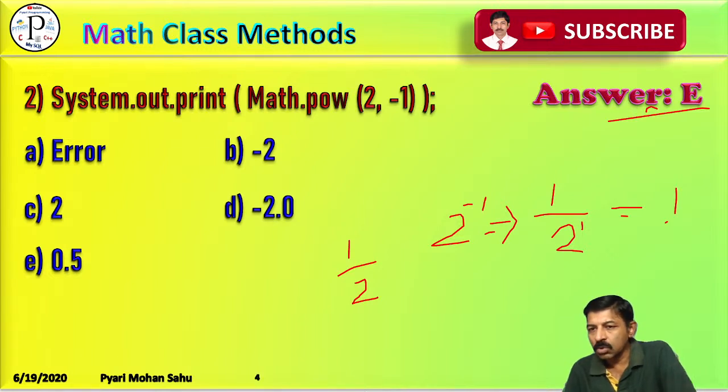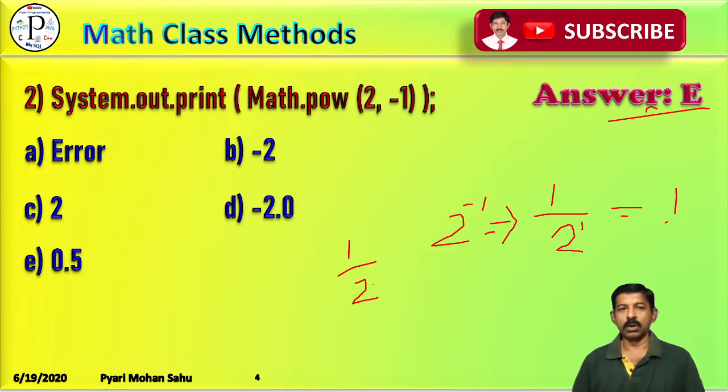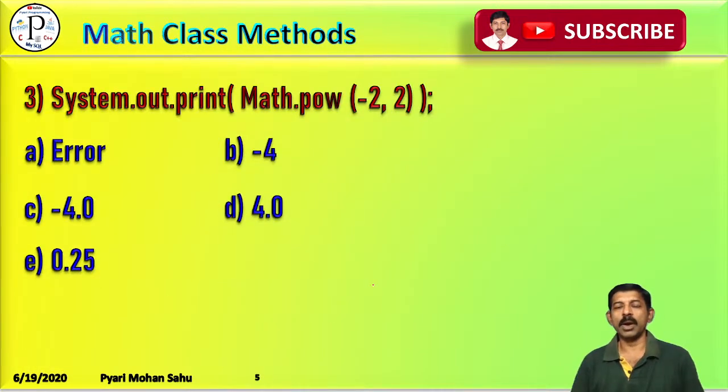Yes, psi has also given the answer 1 by 5. Answer is 1 by 5. Sai Subhankar, 1 by 2. As the power return is a double, so 0.5. Okay, good. We'll move to the next part.